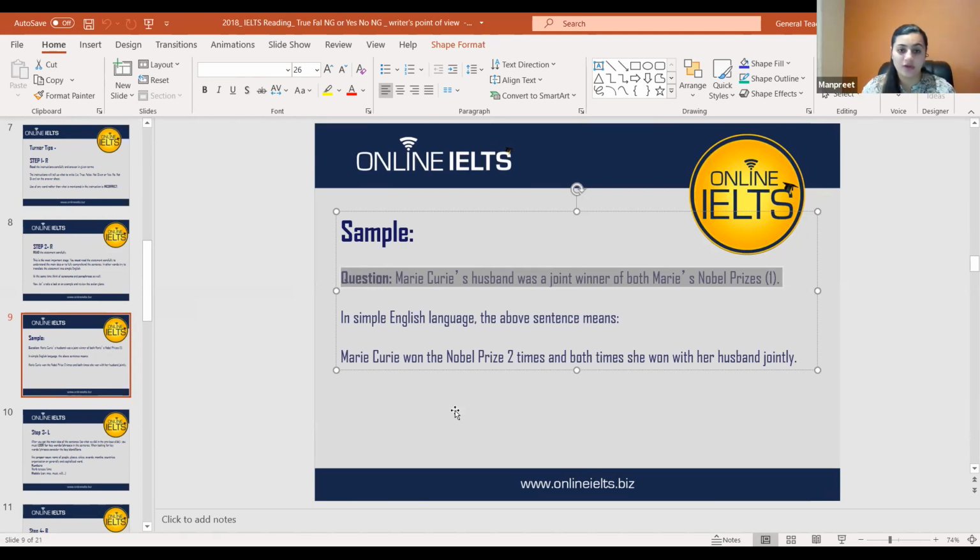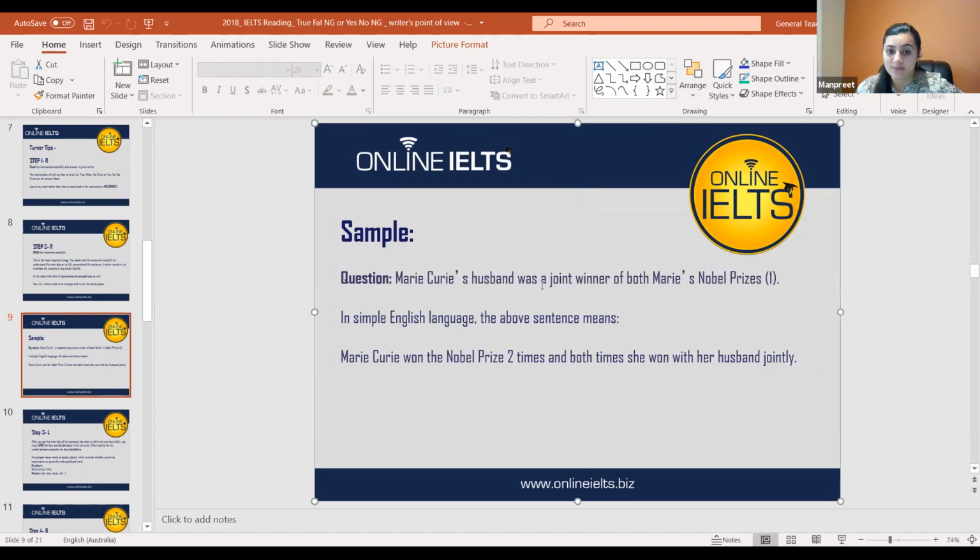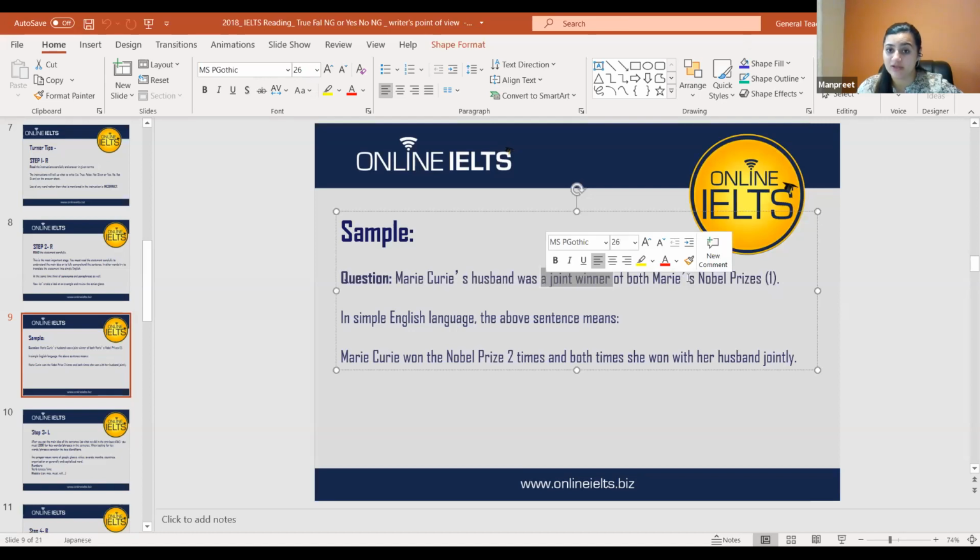Does everyone understand this sentence? Thank you for reading it, Ma. Marie Curie's husband was a joint winner of both Marie's Nobel Prizes. Joint winner means that he was with Marie Curie when she won the Nobel Prize. That means both times they were together. They won the prizes jointly. This is how you have to paraphrase it into simple words. This is the question, and this is the paraphrased version of the same question.